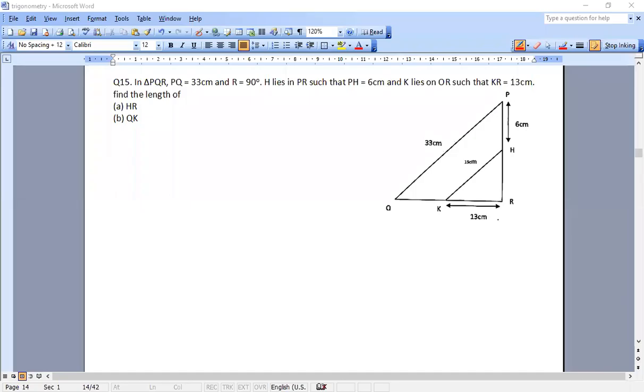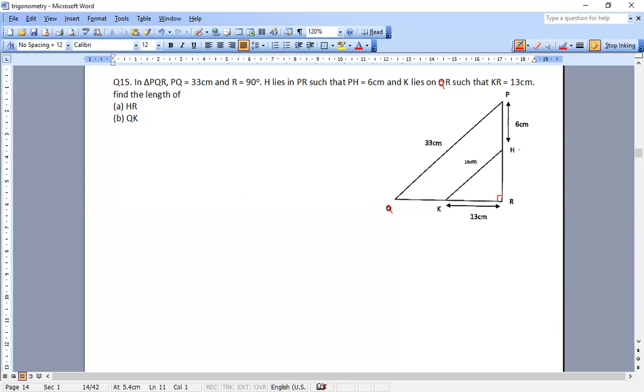Question number 15. In triangle PQR, PQ is equal to 33 centimeters and angle R is 90 degrees. H lies on PR such that PH is equal to 6 centimeters, and K lies on QR such that KR is equal to 13 centimeters. Find the length of HR.